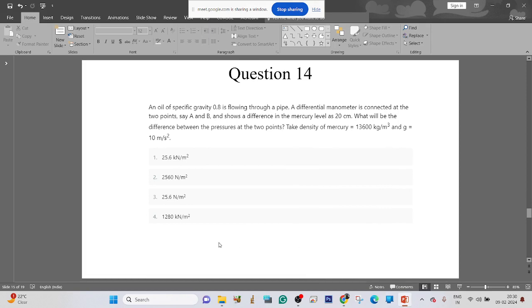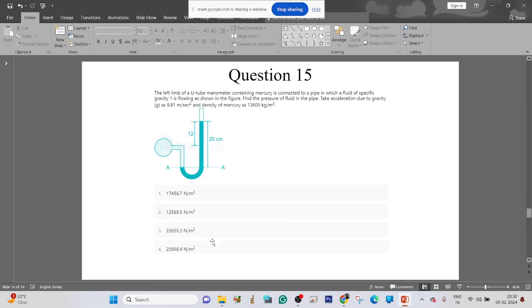Let's move to the next question. The left limb of the U-tube manometer containing mercury is connected to a pipe in which a fluid of specific gravity 1 is flowing as shown in the figure. Find the pressure of the fluid in the pipe. Take acceleration due to gravity as 9.81 meter per second square and density as 13600 kg per meter cube.